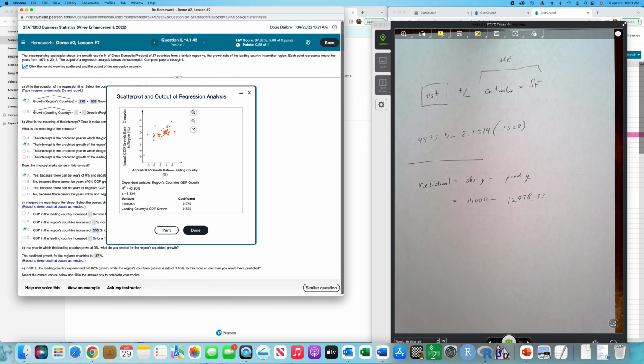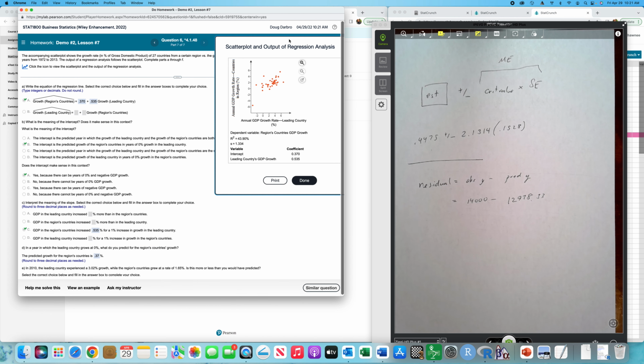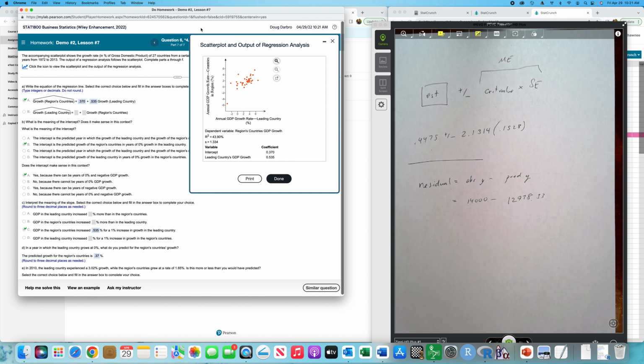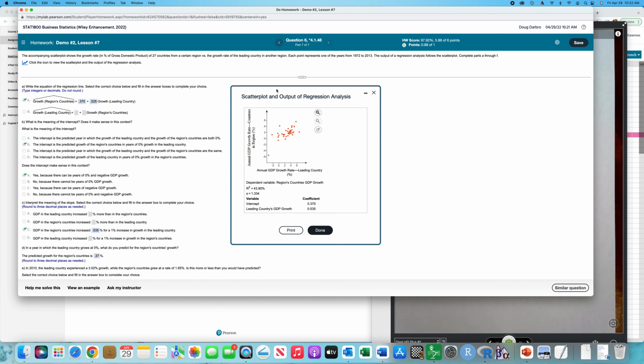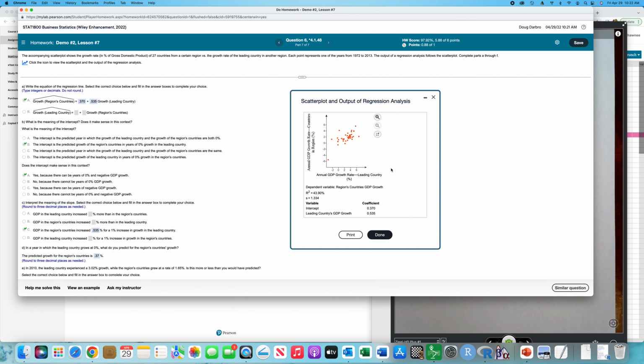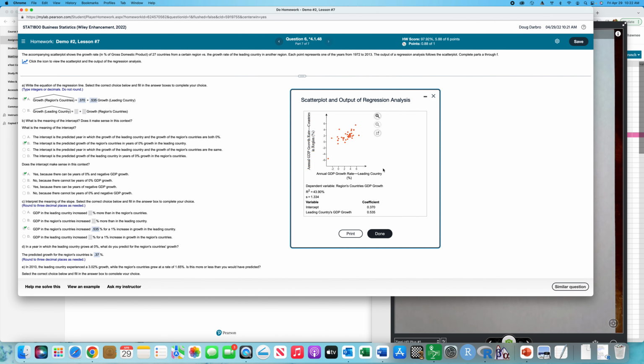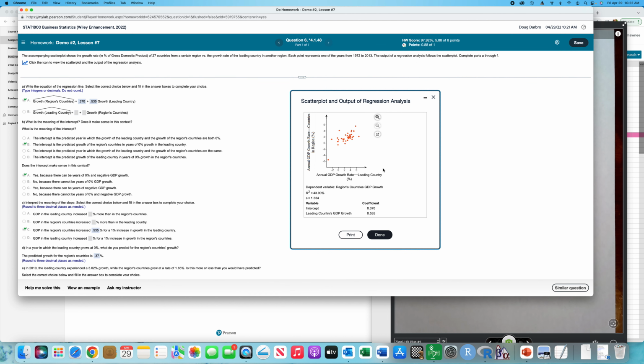So let's click on a scatter plot. I really like this question too, because it gives you an output. It makes you think about what an output looks like for a regression analysis. Notice it gives you the R squared, then the standard error of the estimate, and then the intercept and the slope. So it gives you the B0 and B1 right here. And then, of course, it gives you the scatter plot.